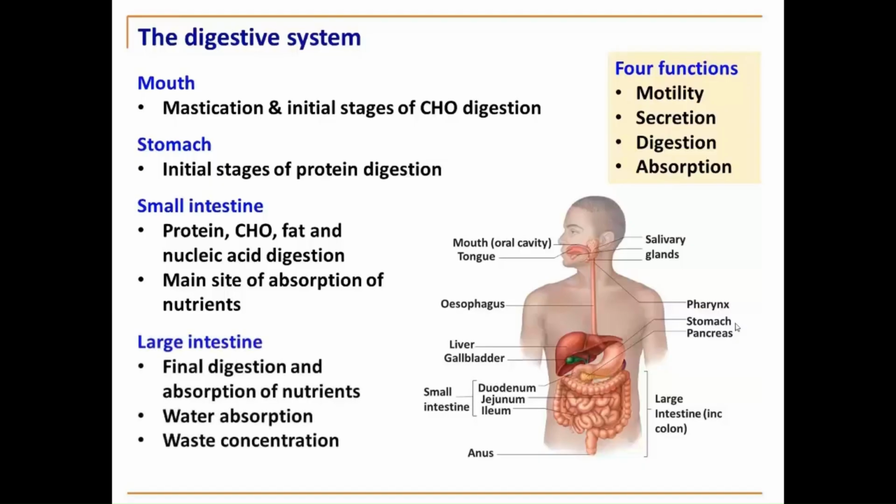And then we move on to the large intestine. This is where you get the final digestion processes going on, the final absorption of nutrients and also water absorption. And by absorbing lots of water, we're also concentrating our waste. So therefore, it's only about 1 litre of waste excreted per day as feces.